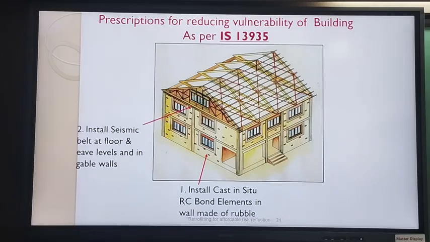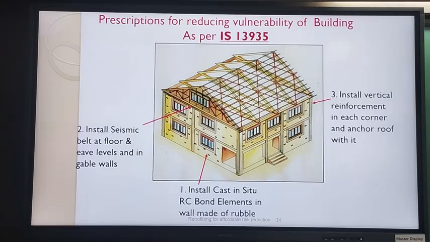All right. Then install seismic belt at floor level, eave level, and in gable walls. Right. So you will have it at all these levels, and also if there is a gable masonry wall, then the belt will also go on that. Then install vertical reinforcement in each corner and anchor the roof with it. So the vertical belt will go from the bottom all the way up from the foundation to the top of the wall, and the roof elements will be anchored to it.